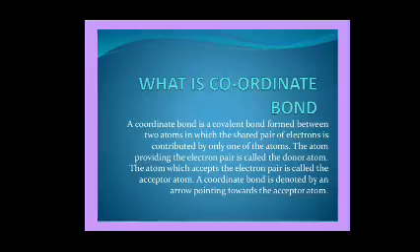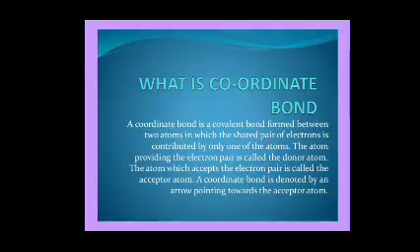A coordinate covalent bond is denoted by an arrow pointing towards the acceptor atom. A coordinate covalent bond is a covalent bond formed between two atoms in which the shared pair of electrons is contributed by only one atom.